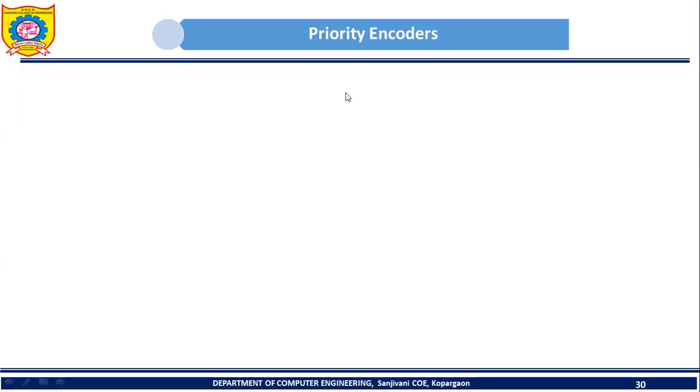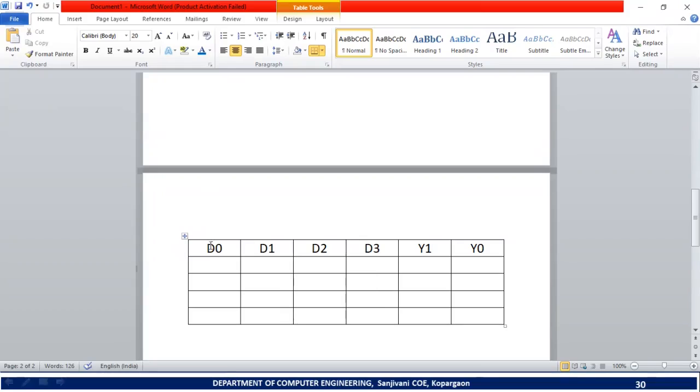Next topic is the priority encoder. Before starting this topic, let us discuss the truth table of a simple encoder. Let's see what the problem with a simple encoder is, and then we will discuss the priority encoder. Assume that this is the truth table of a simple encoder. In this truth table, suppose D0, D1, D2, D3 are the input lines of the encoder, and Y0 and Y1 are the output lines of the encoder.